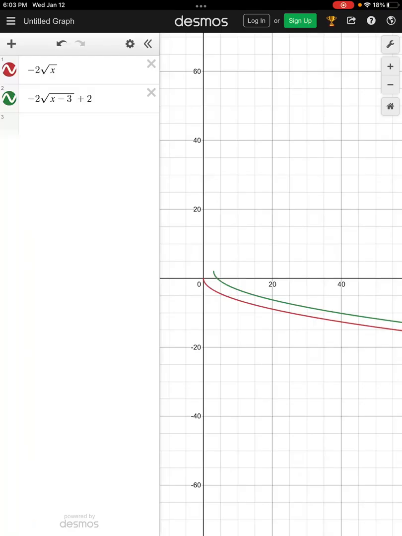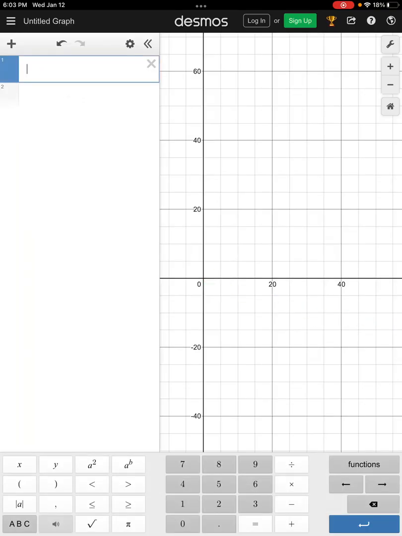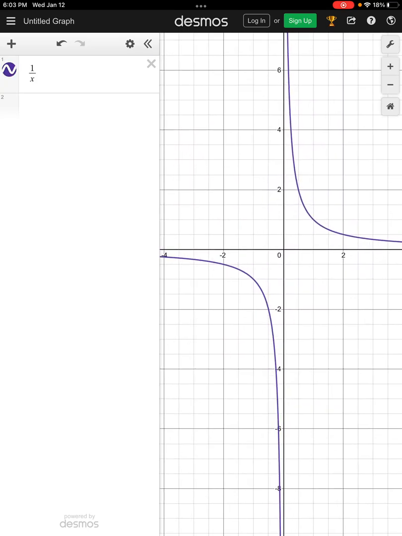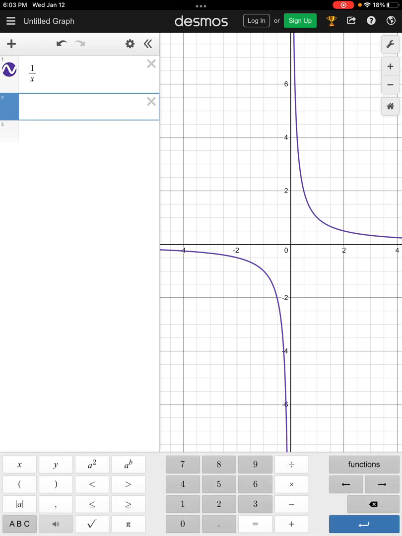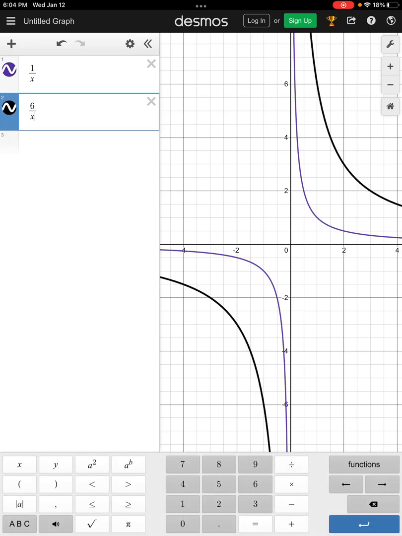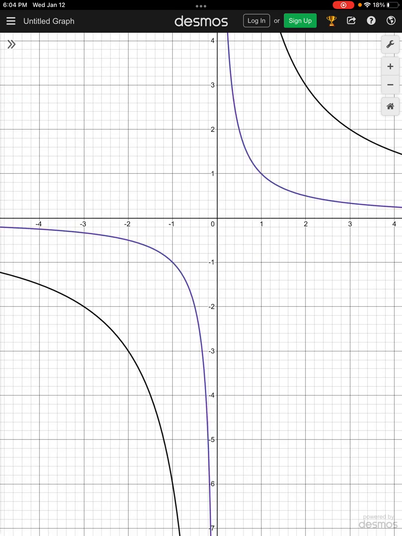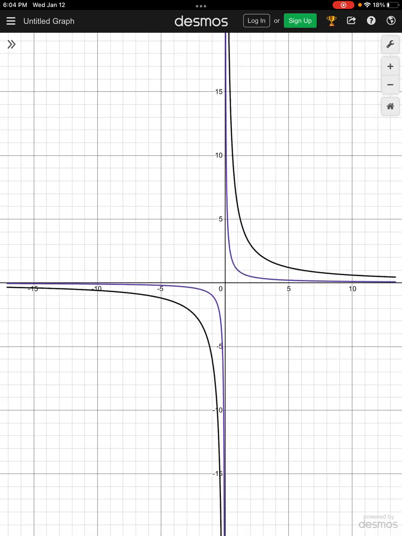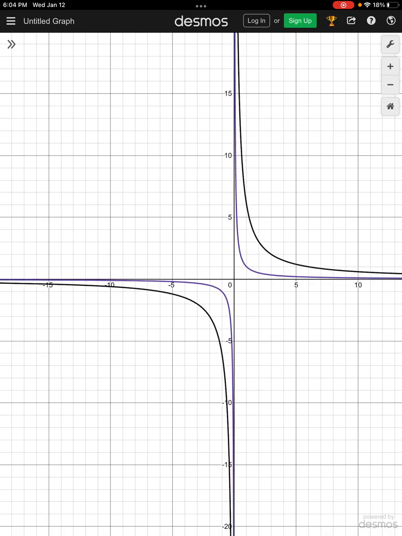We can use Desmos to check it out. So our parent function is 1 divided by x. Okay, we've got this. Let's make it bigger so we can see. And then when we put our new function, 6 over x, you can see the black graph, how it has shifted out a little bit.